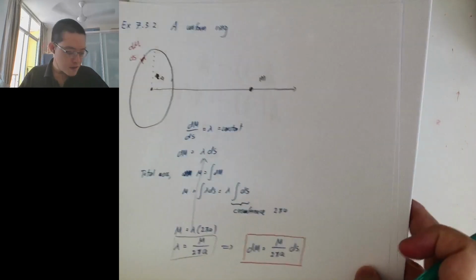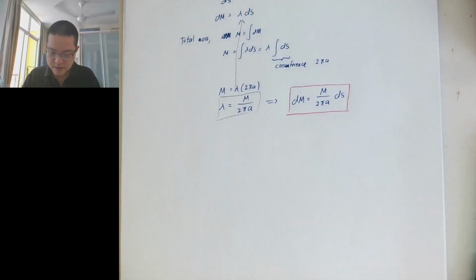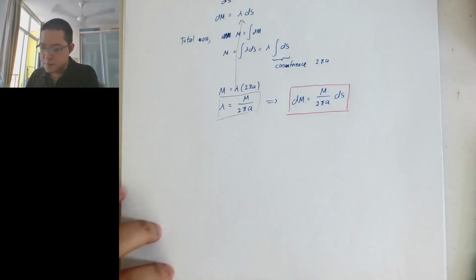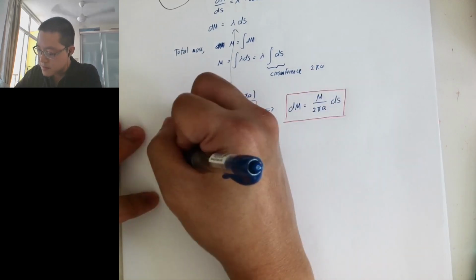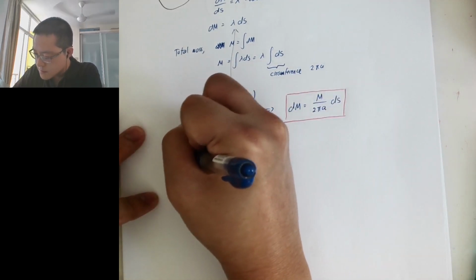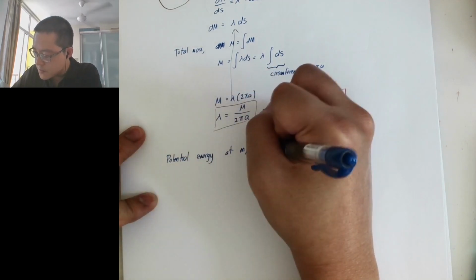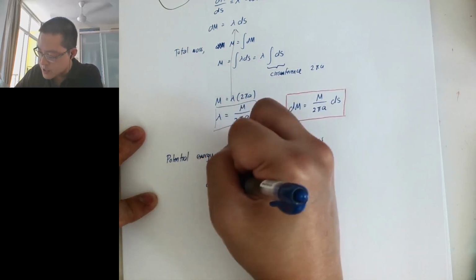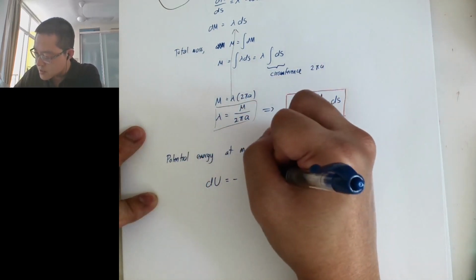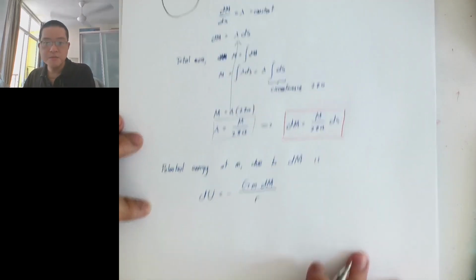Okay, wow, almost 11. So let me quickly do this before we take a break. How to find this potential? Well, I want to find the potential energy, right? So the potential energy at m due to dm is what? So the infinitesimal potential energy is always G small m times this m over r, right? So you just need to find the expression.